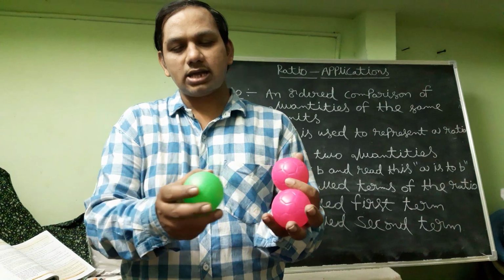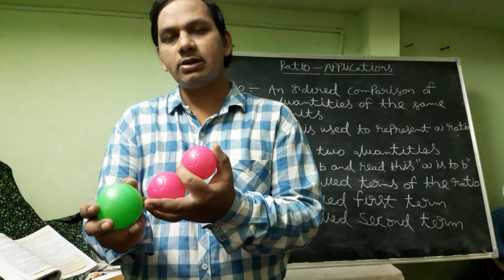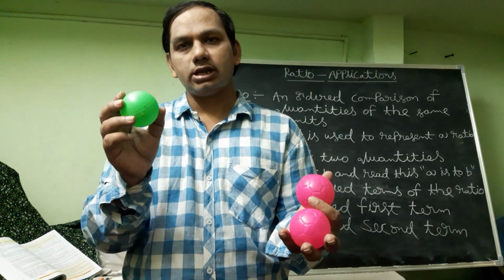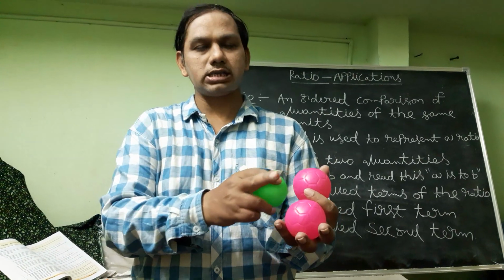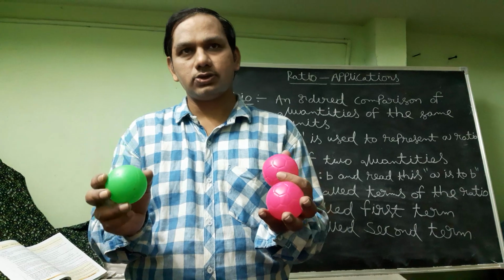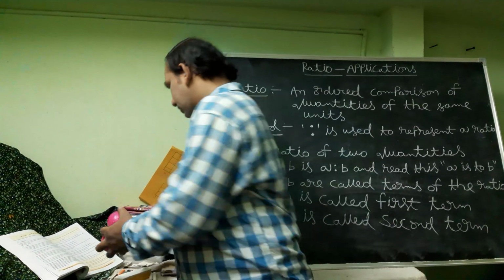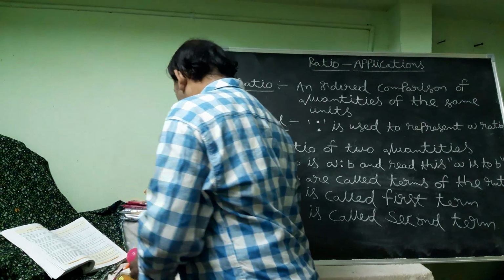Similarly, what is the ratio of green ball to pink balls? So green ball is only 1, pink balls are 2. So the ratio is 1 is to 2. Next, we'll see another example.